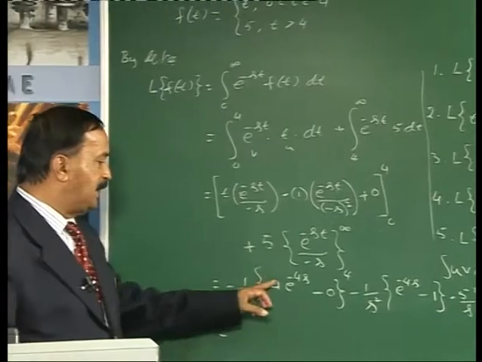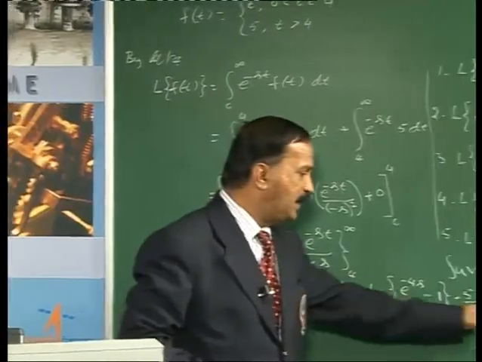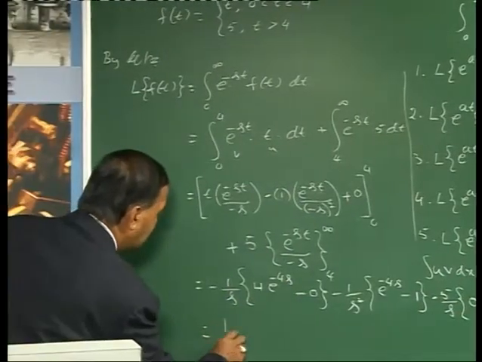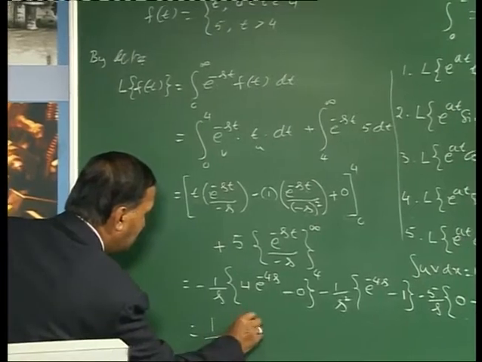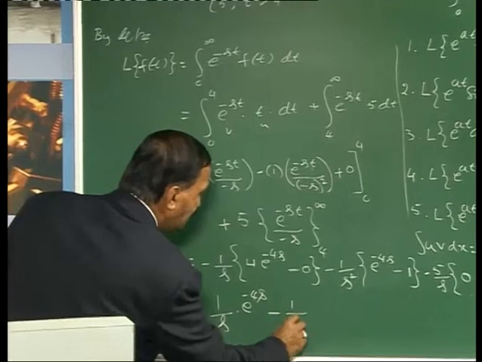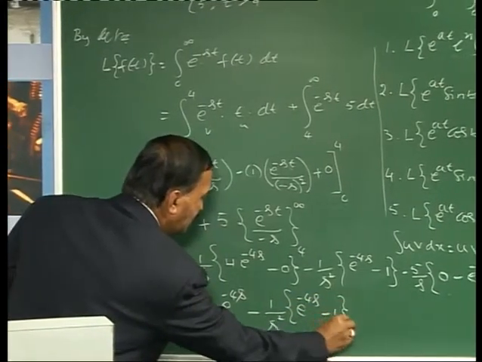Here this is minus 4 by s e to the power of minus 4 s, and this is plus 5 by s e to the power of minus 4 s. That becomes 1 by s e to the power of minus 4 s. And the same, minus 1 by s square into e to the power of minus 4 s minus 1. This is the solution.